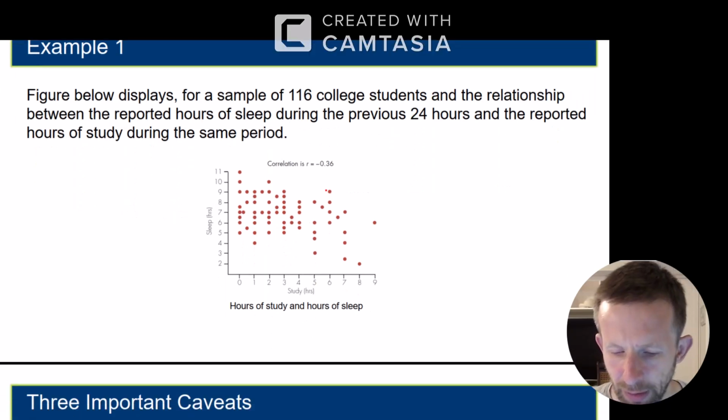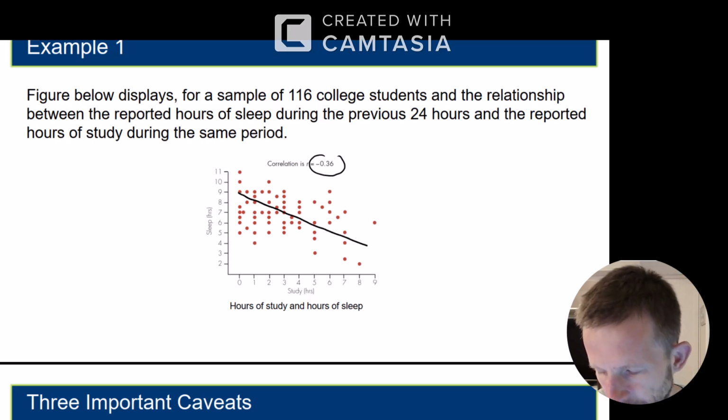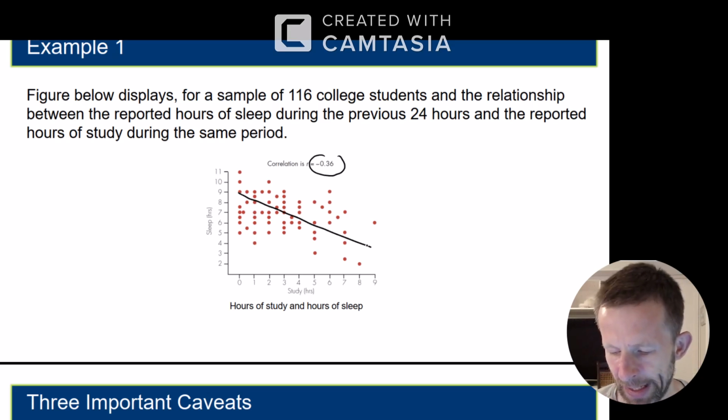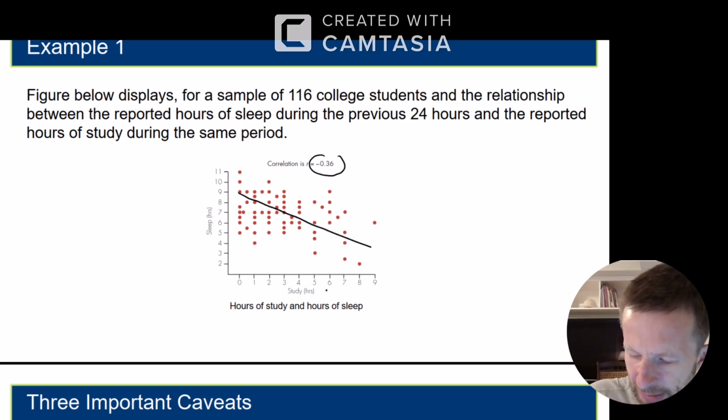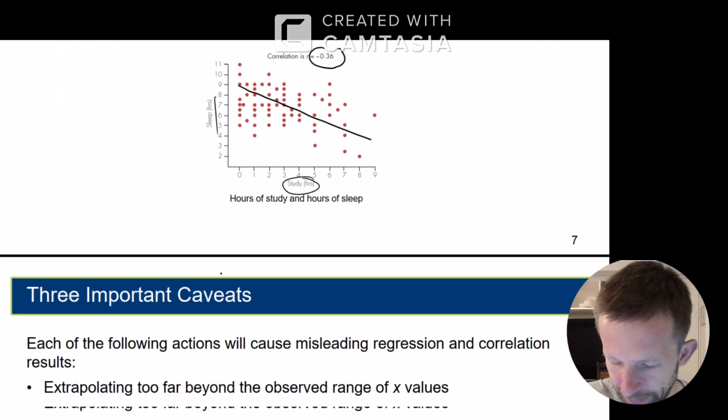Here's an example. The figure below displays, for a sample of 116 students, the relationship between the reported hours of sleep during the previous 24 hours and the reported hours of study during the same period. All right, so this is a correlation coefficient of -0.36. You can see a reasonable negative relationship. As study hours increased, we expected the hours of sleep to decrease.